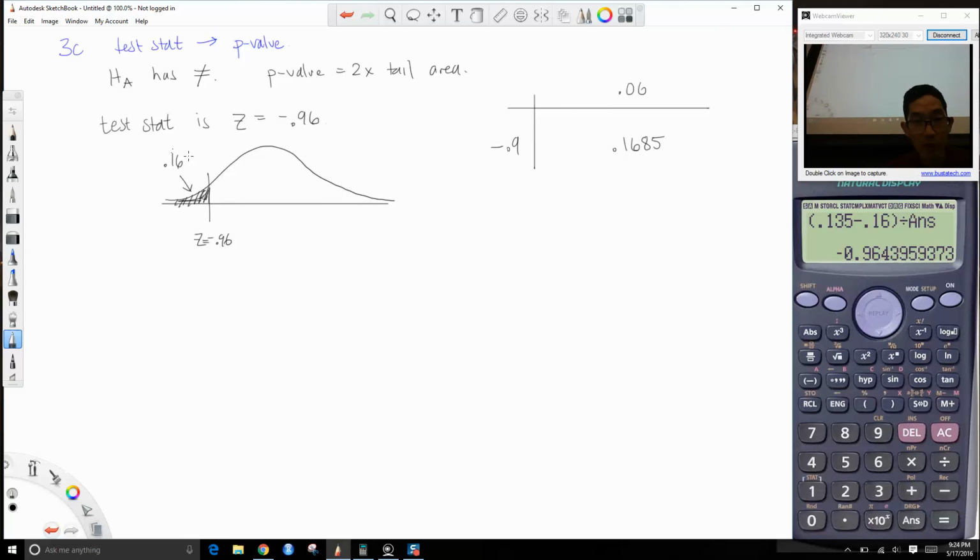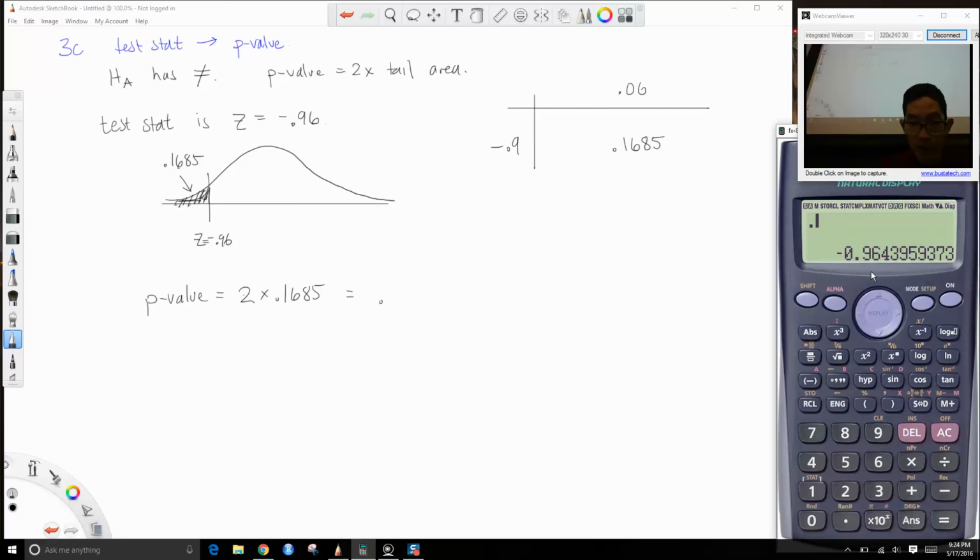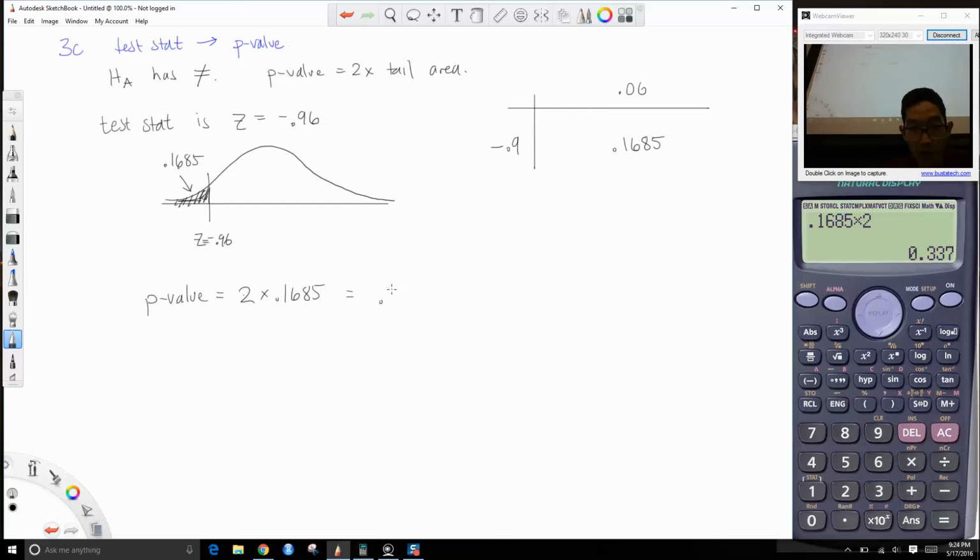So I got 0.1685. So my p-value is 2 times 0.1685. It's 2 times my tail area. What is it? 0.1685 times 2, 0.337. Great. Okay, so that's step 3C. This is my p-value, 0.337. So far, so good?